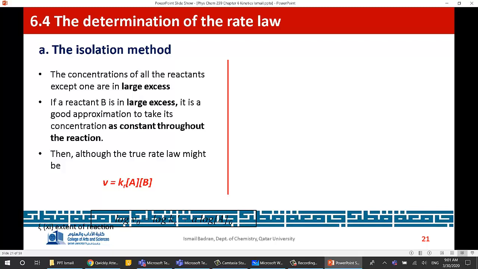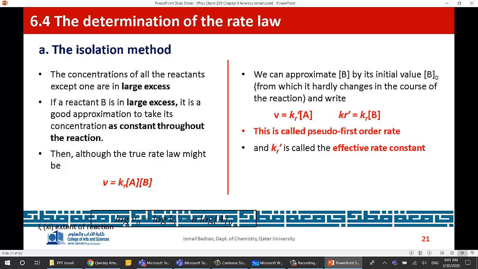Then in this case, we'll have two constants in this equation. We have the Kr, which is constant anyway, and the B is constant. So we combine these two constants in one constant. We call it Kr prime. So again, the isolation method is a trick. We're going to trick the reaction. What do we do? We use excess of B. We use, say, 1 mole of A and 50 moles of B. If we have 50 moles of B, what's going to be the change? A small change. So we can assume in this case that the concentration of B is constant.